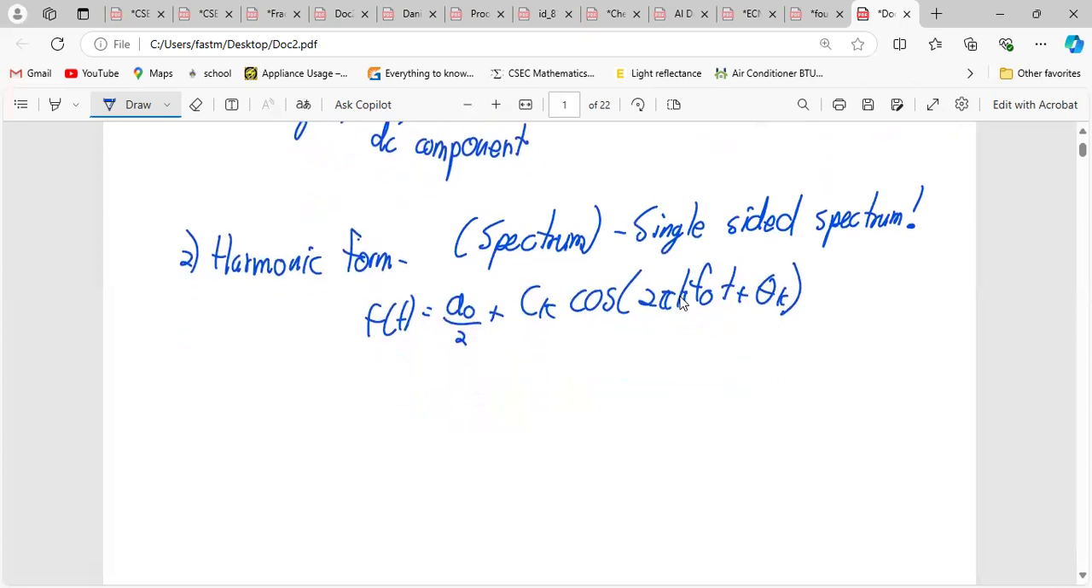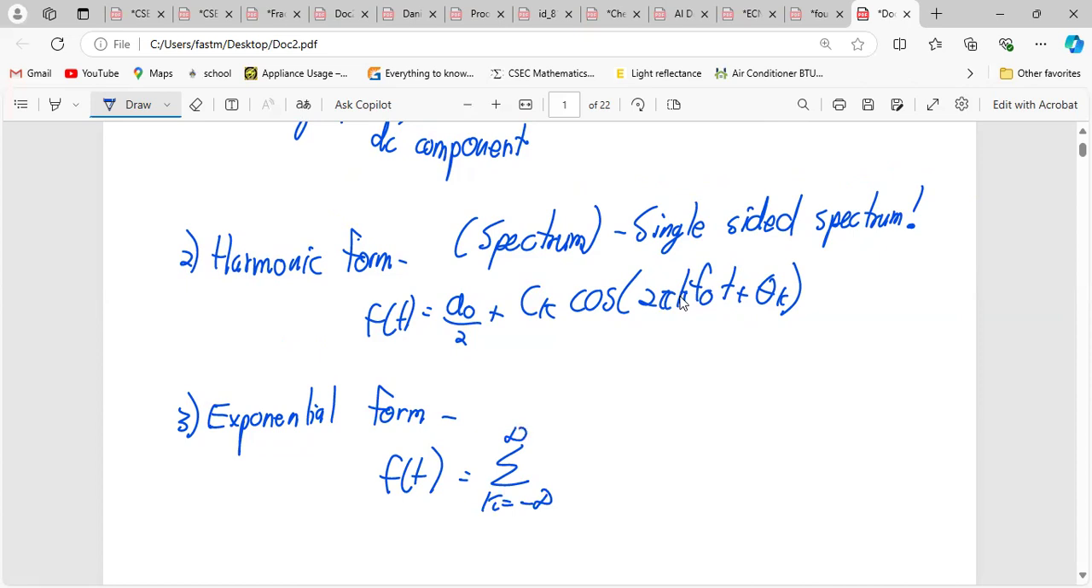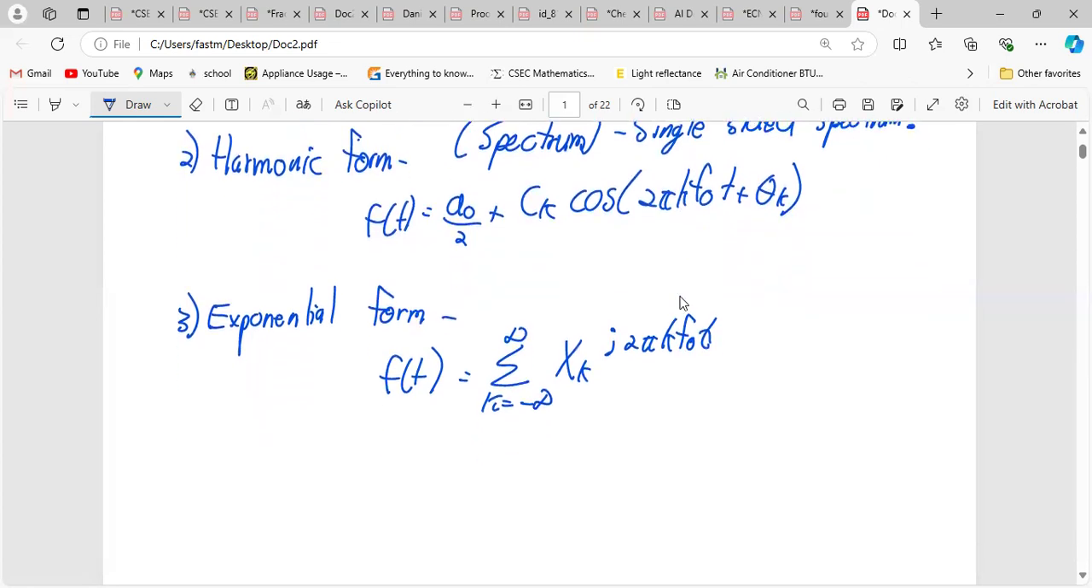Right? And then the last form that you will need to know is the exponential form. So same thing as before, f of t equals the sum over k from minus infinity to infinity of x of k, which is your Fourier coefficient, times e to the power j 2 pi k f naught t. Right? And that's the equation for x k.